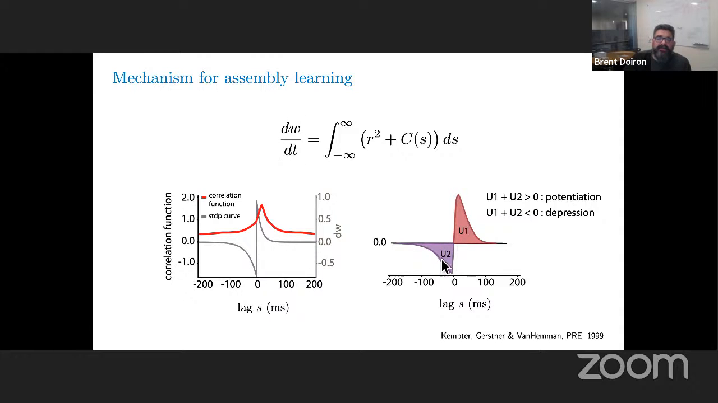And really what matters is the area under this. In this particular example, you have to sum U1 and U2, this area and this area. If this is greater than 0, then the synapse will potentiate, because this thing will be positive, so the synapse will grow in strength. If it's negative, then it'll depress. So this is an old theory that has worked well at understanding these simulations here.